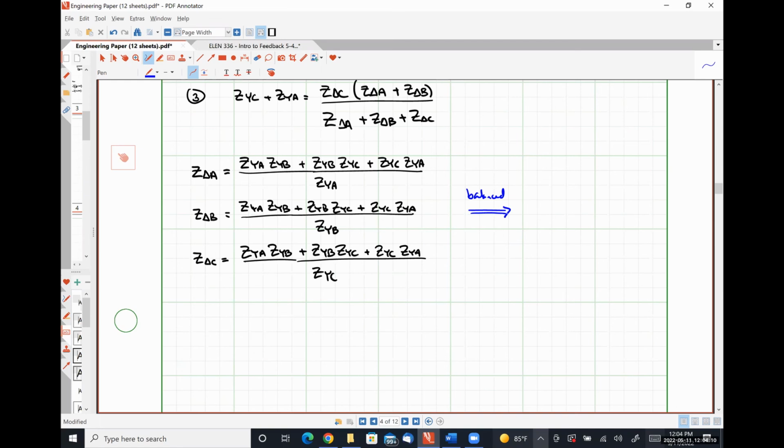So our delta connected balanced load is simply 3 times the impedance of our balanced Y load. So the impedance per phase looks 3 times as large.